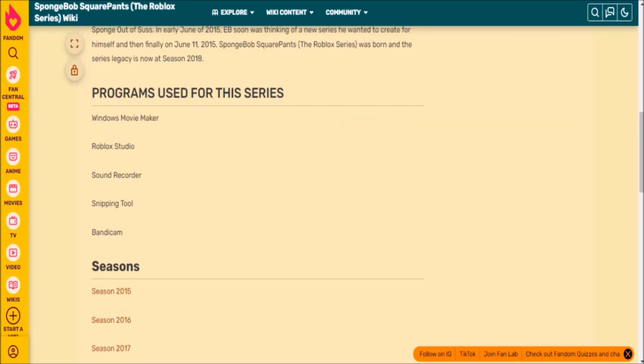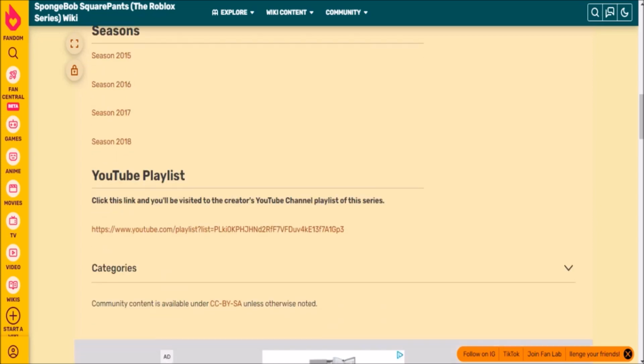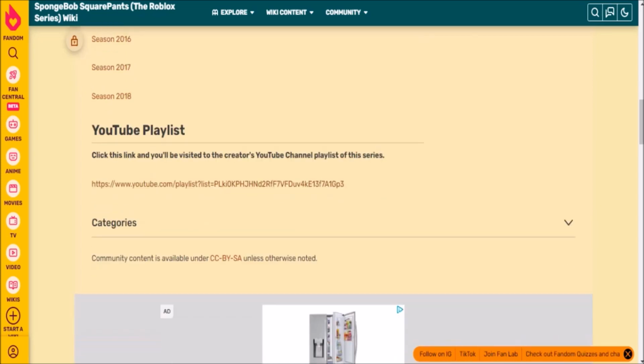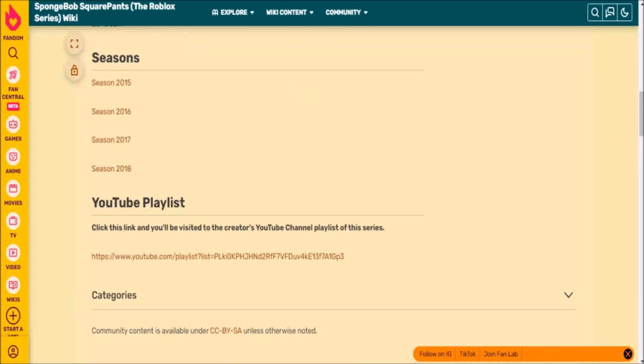So we got programs used for this series. We have Windows Movie Maker, Roblox Studio, Sound Recorder, Snipping Tool, and Bandicam. Here are the seasons 2015, 16, 17, and 18. And there's also season 2019, but this wiki was made before season 2019, so that's why you don't see it here. YouTube playlist. Yes, it says click this link and you'll be visited to the creator's YouTube channel playlist of this series. And you got the categories.